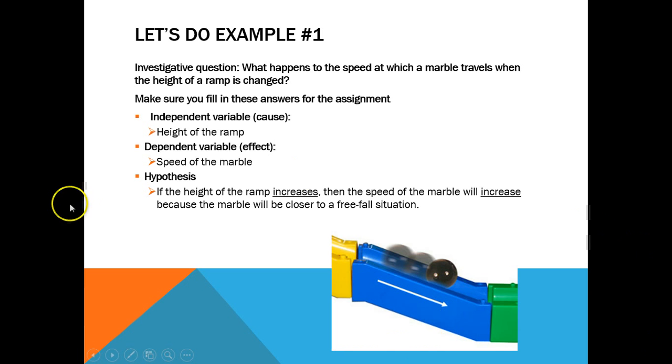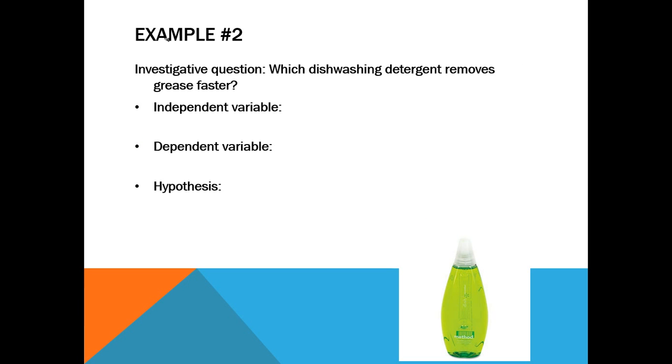Notice the because in this statement. After the word because, you need to have some sort of scientific reason. Try to avoid your opinion in this part of the sentence. You don't want to say the marble will go faster or the speed of the marble will increase because I like it better. Let's look at another example.